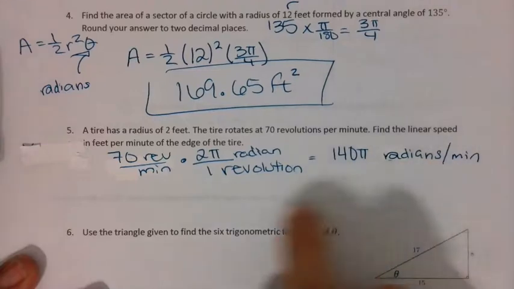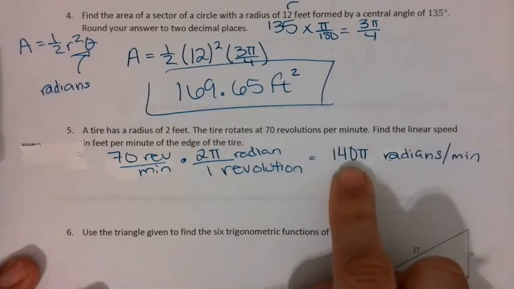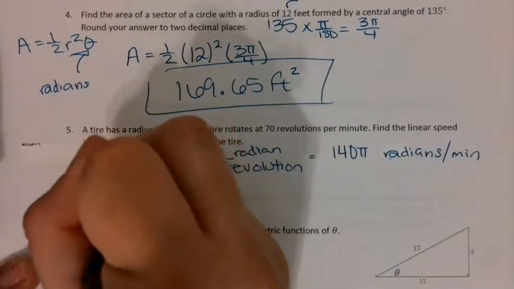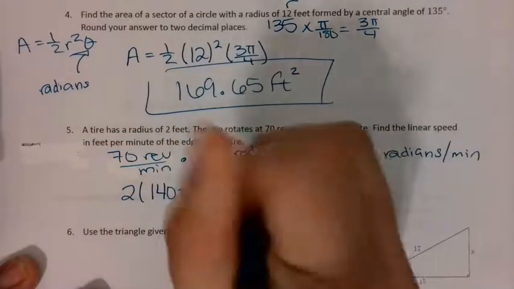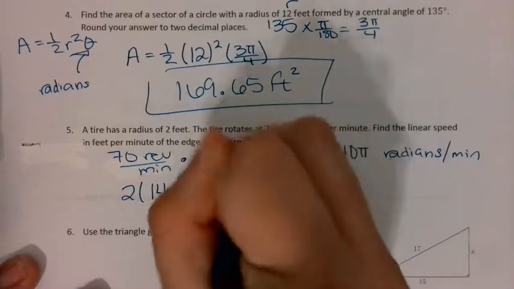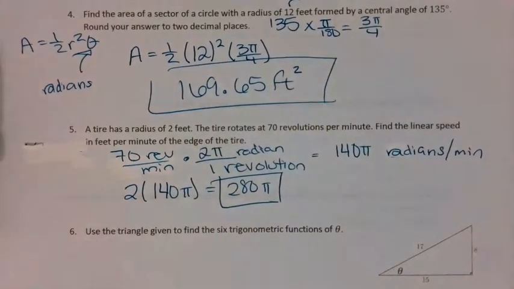Okay, and then I want to take this and multiply by my radius, which was 2. So I have 2 times 140 pi, which gives me 280 pi. It doesn't tell me I need to give decimals, so I leave it as a pi. Okay.